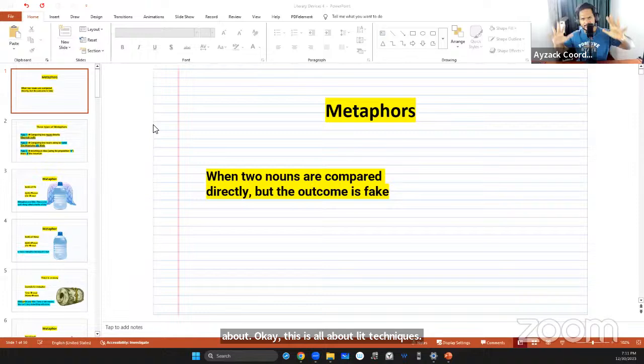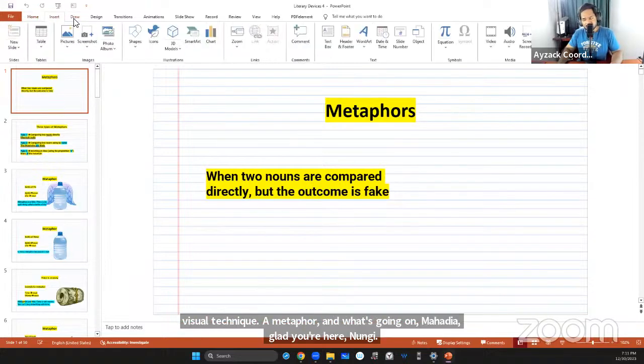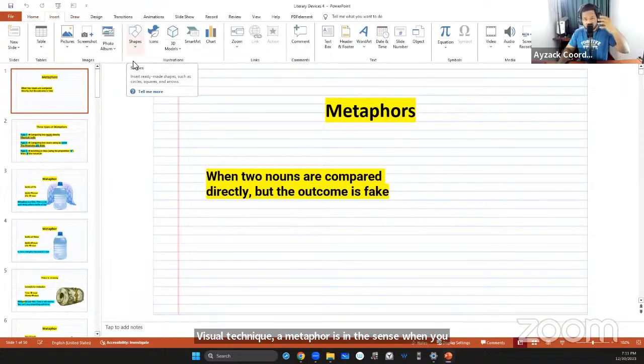Everyone, I'm sure, has heard of the word metaphors. It is a basic technique, and to be honest, it is a visual technique. A metaphor is a visual technique in the sense that when you read it, it is supposed to stimulate your vision. Hope that makes sense.